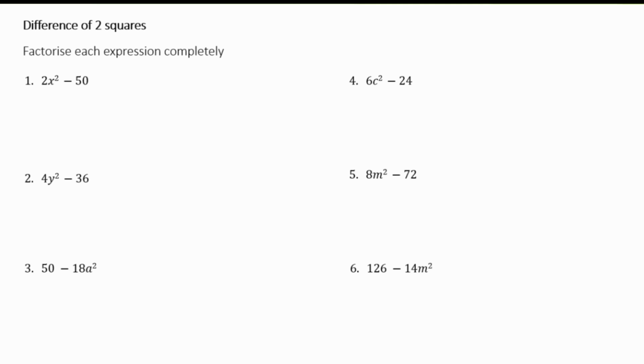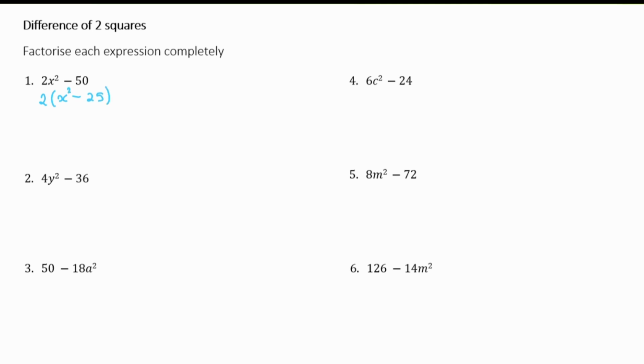So we are first going to factorize the 2 outside. In order to make 2 into 2x squared, we have to multiply that by x squared. So we open the bracket and put x squared. And in order to make 2 into 50, we have to multiply that by 25.